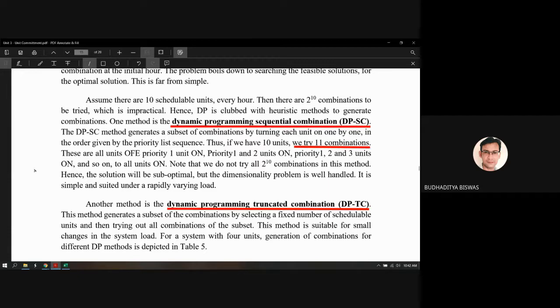How? The first one is that all units are switched off. This is our first combination. So obviously when there is no load demand, we switch off all the units. Generally, for the practical case, we should not use that one, because no condition is there when the load demand is 0. Then priority 1 unit on, this is the second condition. Then priority 1 and 2 units on. Then priority 1 to 3 units are on, and so on up to all units on. So that means for 10 units, we must try 11 combinations.